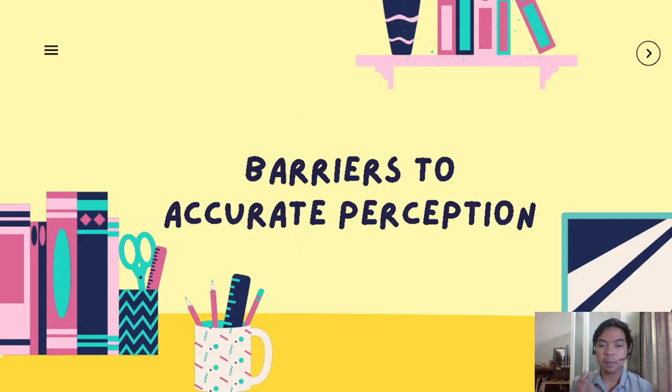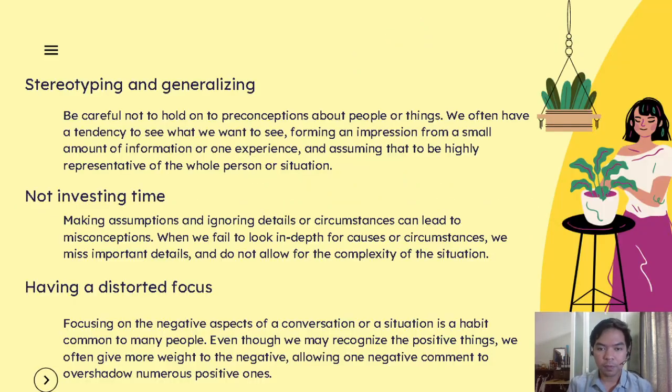Next, since we've already discussed the barriers and the strategies of actively or effectively listening, we can now start with the barriers to accurate perception. So, what is accurate perception? When you say perception, it is your understanding of what message was delivered to you. Sometimes we find it difficult to understand what was said, and it is because of these barriers. The first one is stereotyping and generalizing.